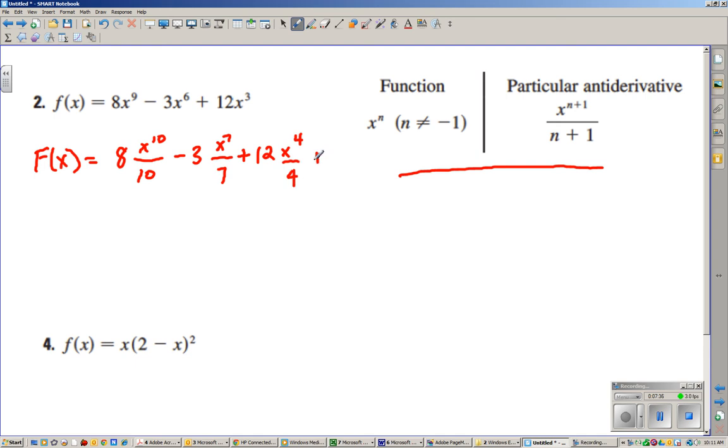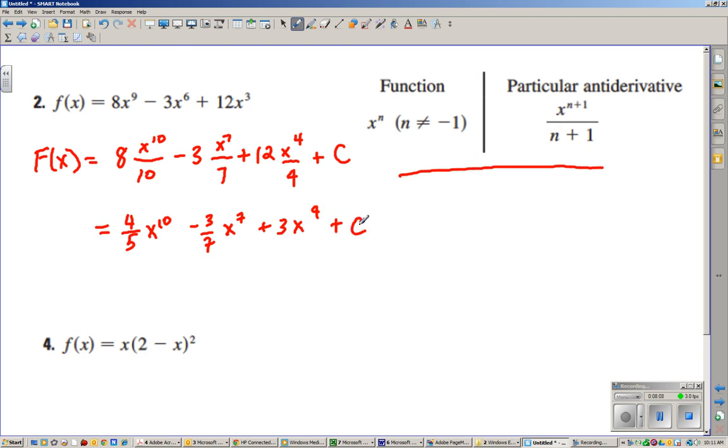And the instructions ask for the most general, so the most general means we'll put the c on the end. Think about it. If we reduce this, we get 4/5 x to the 10th minus 3/7 x to the 7th plus 3x to the 4th plus c.